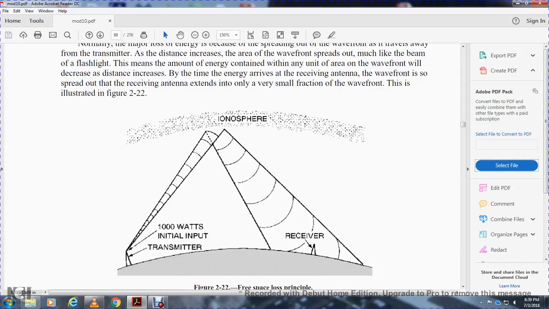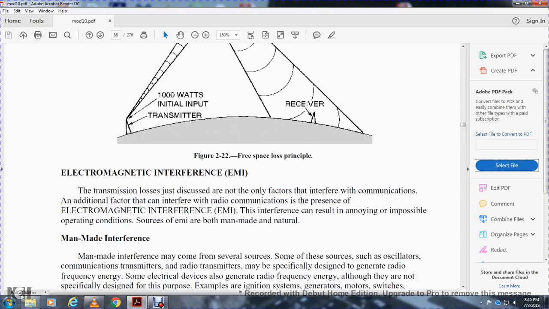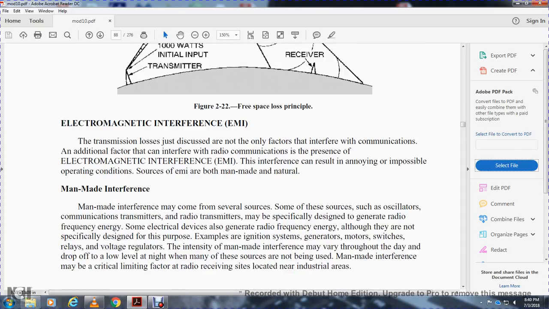Figure 221 shows a 1,000 watt initial input transmitter, ionosphere, and receiver. Electromagnetic interference, EMI.